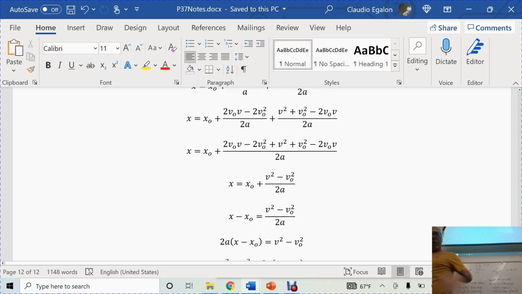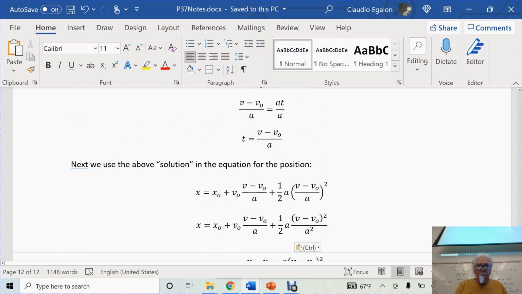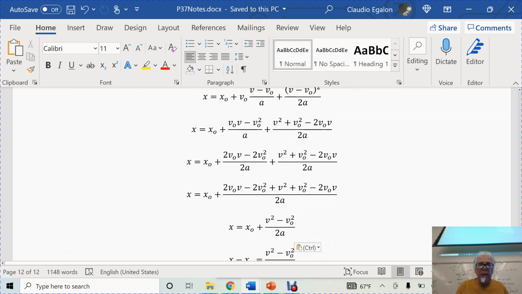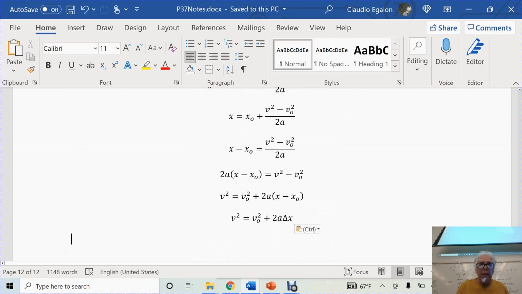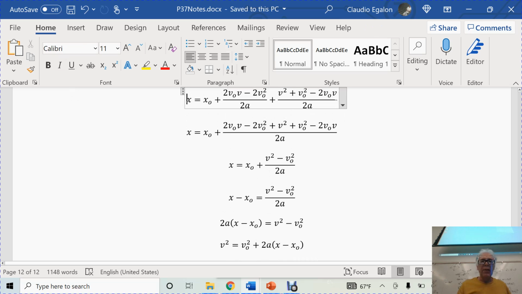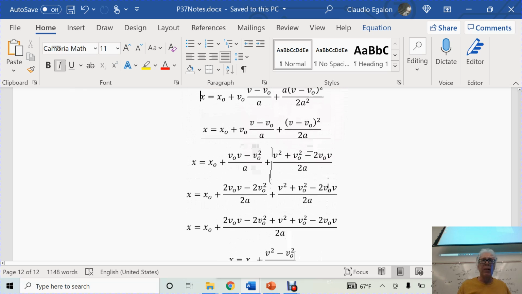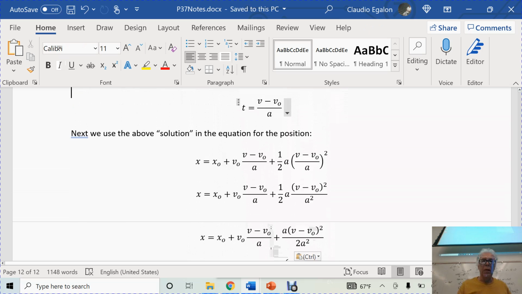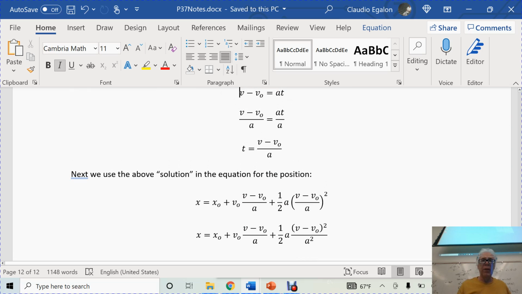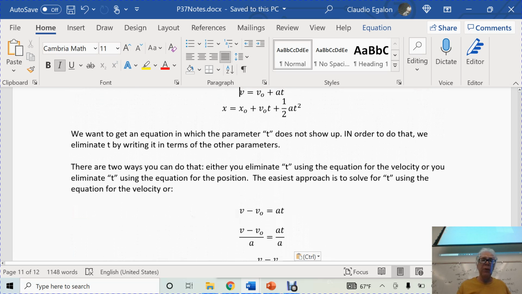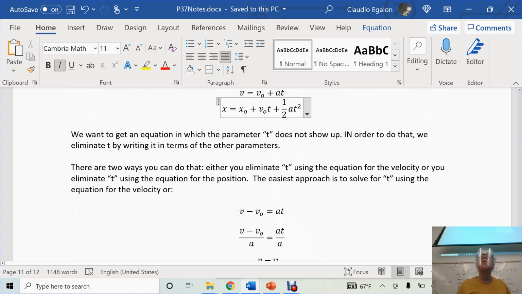How many lines? Let's see. Wow, quite some, huh? 1, 2, 3, 4, 5, 6, 7, 8, 9, 10, 11, 12, 13, 14 lines. A lot, right? Oh, actually 16 because I still have this other one, right? 16 lines. Okay.